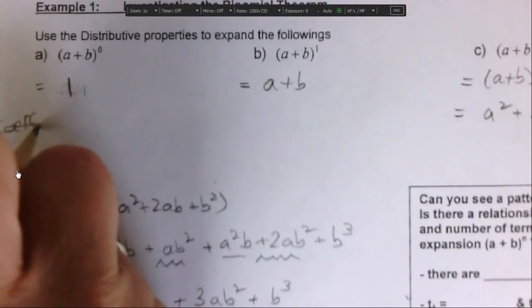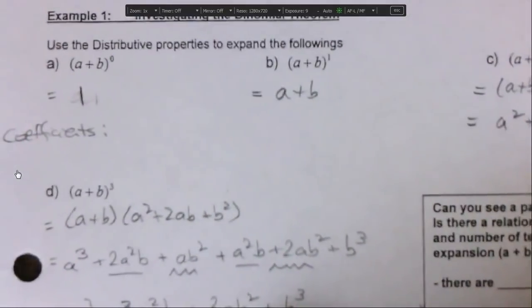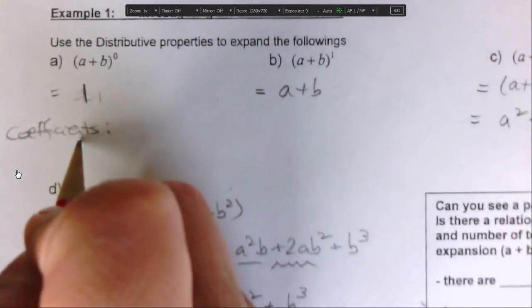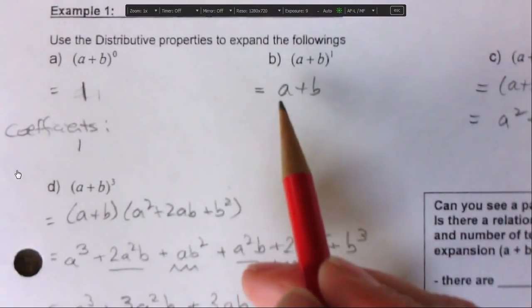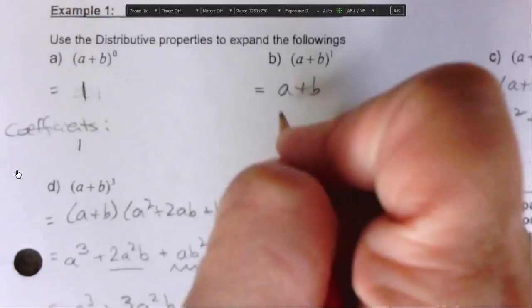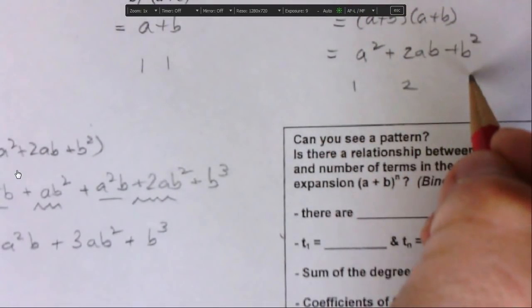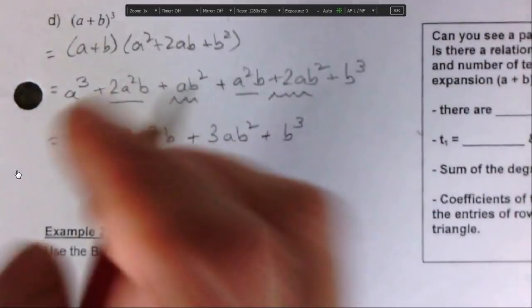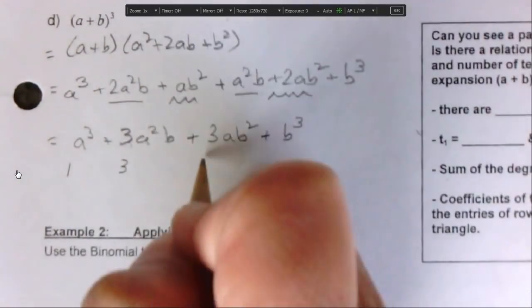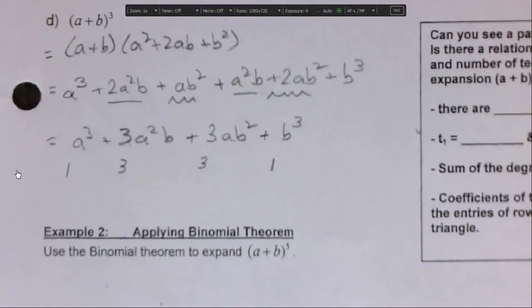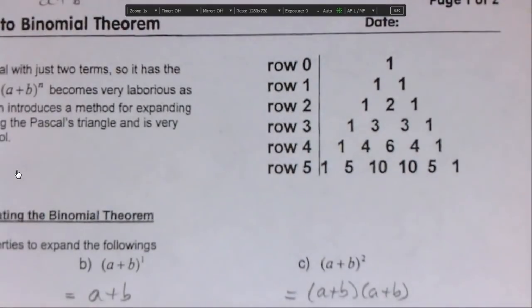Because if you look at what are the coefficients in each of these expansions, well, what's the coefficient in this one? The coefficient is just 1. How about this one? The coefficient is the number in front of the term. So it's 1, 1. What are the coefficients here? 1, 2, 1. What are the coefficients here? 1, 3, 3, 1. Notice something? There you go. So the coefficients in the expansion are terms from the row in Pascal's triangle.